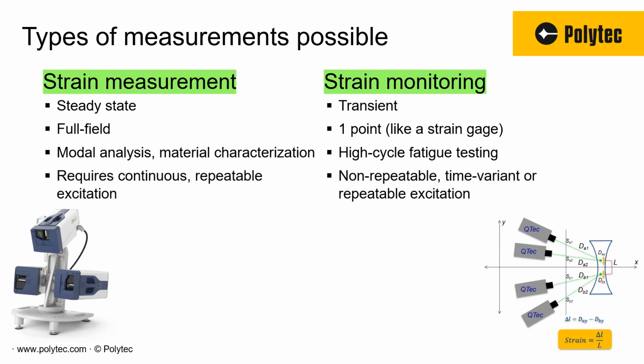And finally, the strain measurement, because of the scanning principle, is more about continuous repeatable excitation, whereas monitoring can handle both, whether it's repeatable or non-repeatable. And so this gives you the pros and cons of both techniques, whereas you get a full field type response using the 3D scanning vibrometer and strain measurement, whereas you get 1 point, but you get time variant, non-repeatable excitation response and fatigue data with strain monitoring type applications.